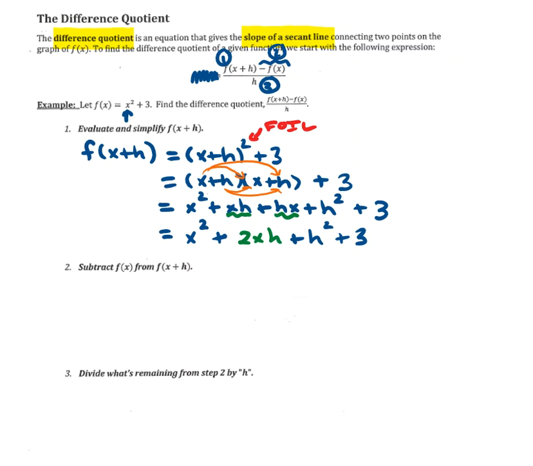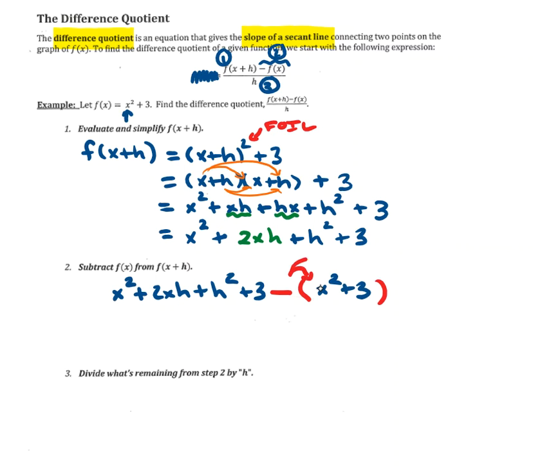So in step 2, I'm just going to rewrite what we finished off with in step 1. That's x squared plus 2xh plus h squared plus 3. And then we have to subtract the original function's expression. Now, it's a good idea to use parentheses there because when you're subtracting something that has more than one term, there's some distribution that needs to take place. So I'm going to subtract the quantity x squared plus 3.